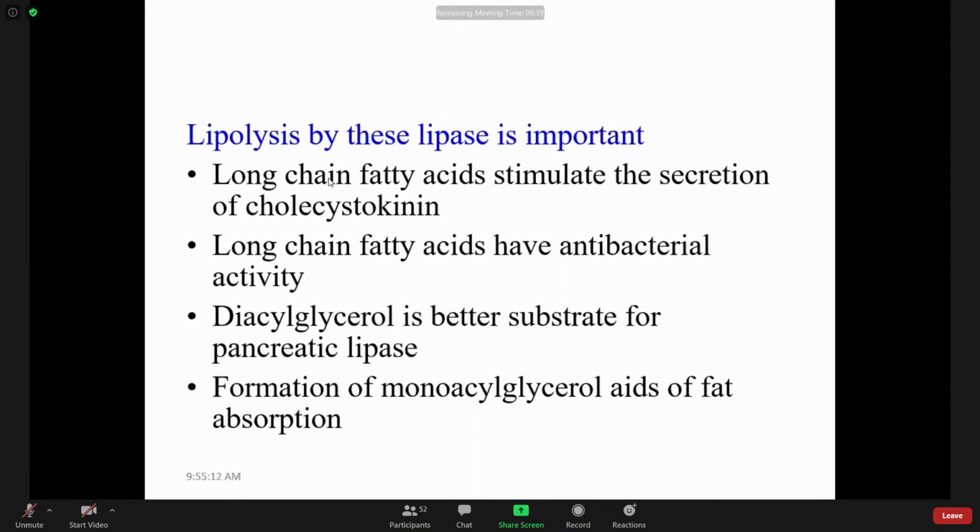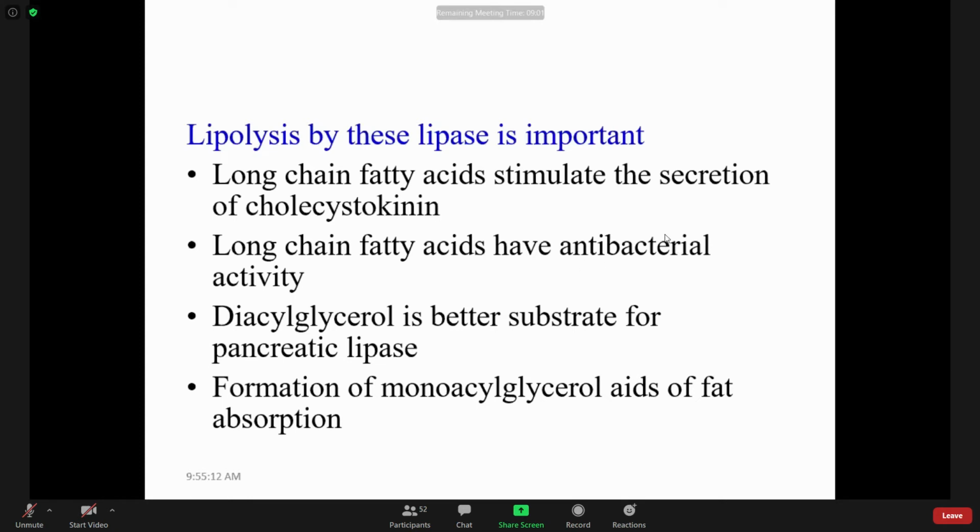However, this lipolysis by lingual lipase and gastric lipase is important, since the long chain fatty acids produced by partial hydrolysis of triacylglycerol in the stomach, after entering the duodenum, can stimulate the secretion of cholecystokinin. In turn, cholecystokinin stimulates the release of pancreatic juice from the pancreas, which contains pancreatic lipase and bicarbonates. Apart from that, the long chain fatty acids also have an antibacterial activity.